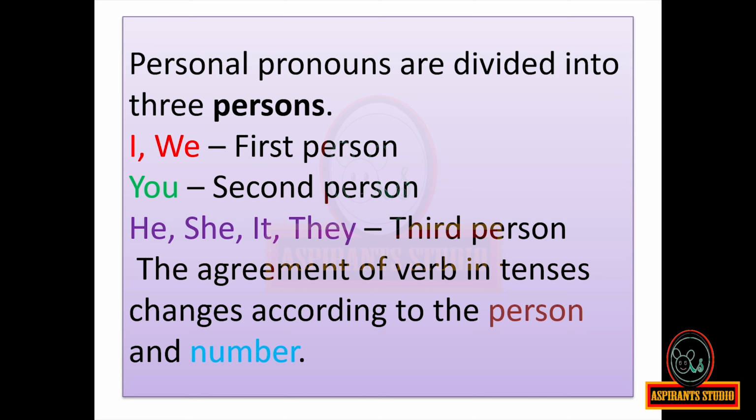The personal pronouns are divided into 3 persons. I, we, first person. You, second person. He, she, it, and they, third person. The agreement of verb in tenses changes according to the person and number.